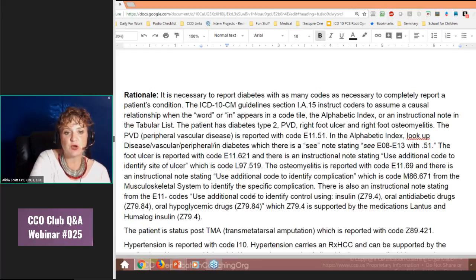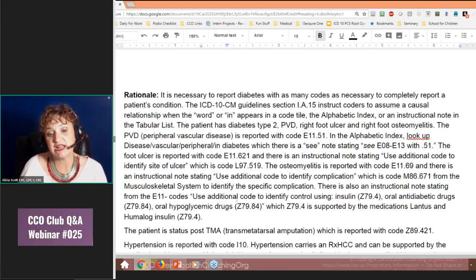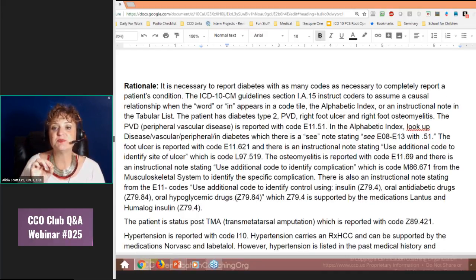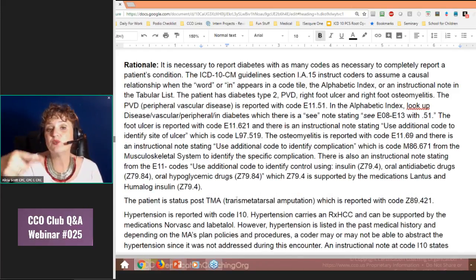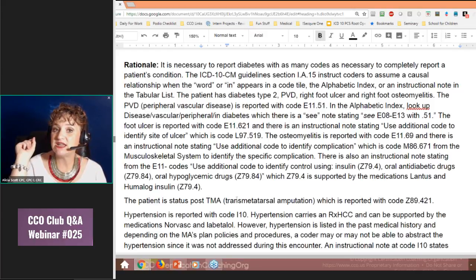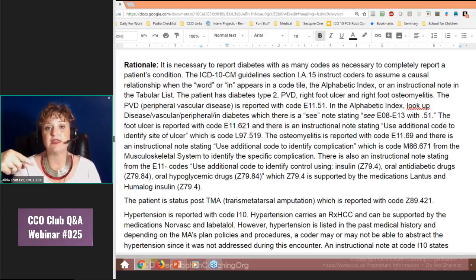Okay, so the rationale starting here is going to be that it's necessary to report diabetes with any code as necessary to completely report a patient's condition. That's why you have more than one diabetic code. They are not just a type 2 diabetic. They are a type 2 diabetic that takes insulin. They are a type 2 diabetic that has a foot ulcer. They are a type 2 diabetic that has PVD, right? So again, that tells a lot of the story.